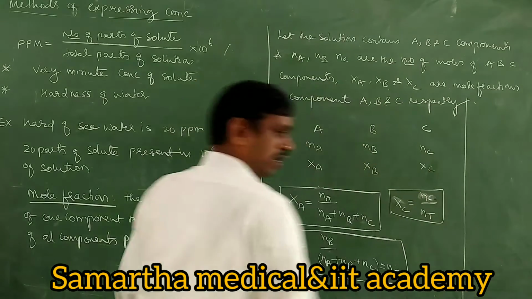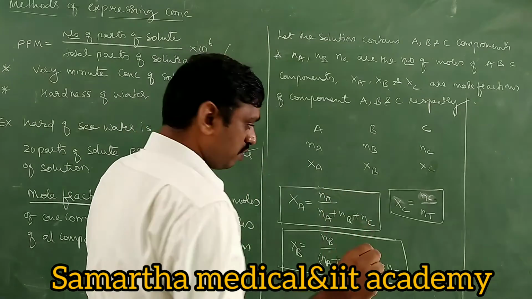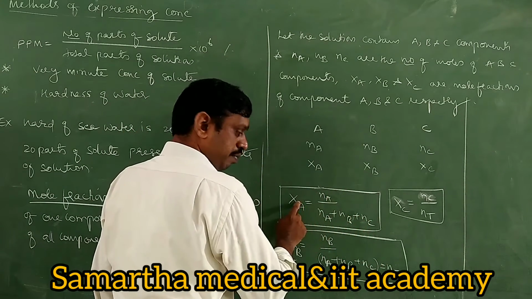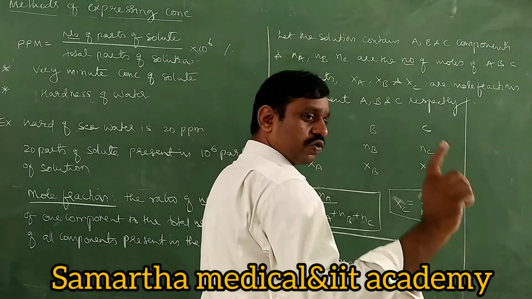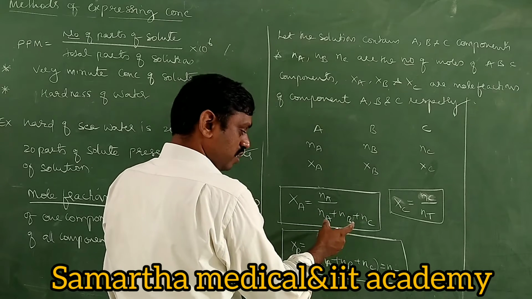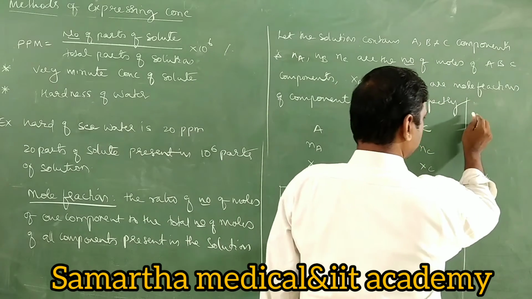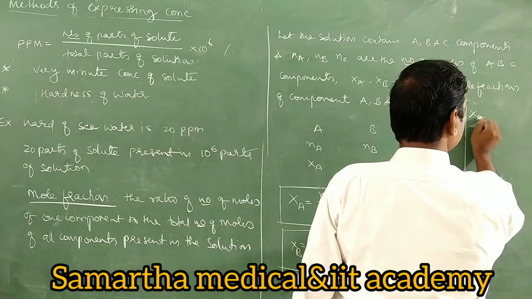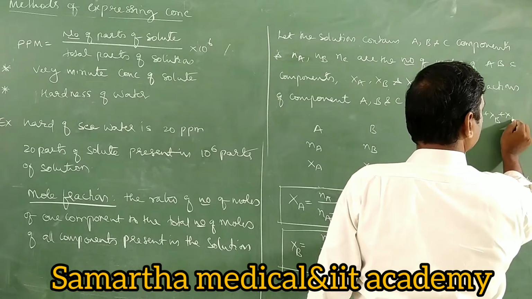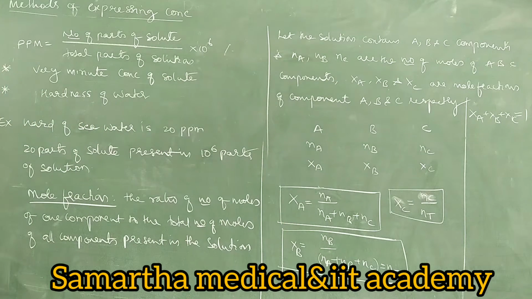Do you remember the sum of the mole fractions of all the components is also equal to 1? Sum of the mole fractions XA plus XB plus XC is always equal to 1. How? You just add all the fractions. Therefore, the sum of the mole fractions of all the components is equal to 1. XA plus XB plus XC is equal to 1.